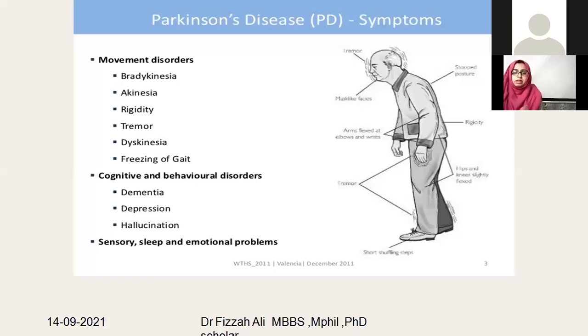So the movement disorders involve bradykinesia, akinesia, rigidity, tremor, dyskinesia, freezing of gait. Cognitive and behavioral disorders are also associated with it, and they include dementia, depression, hallucination. Then we also have sensory, sleep, and emotional problems.